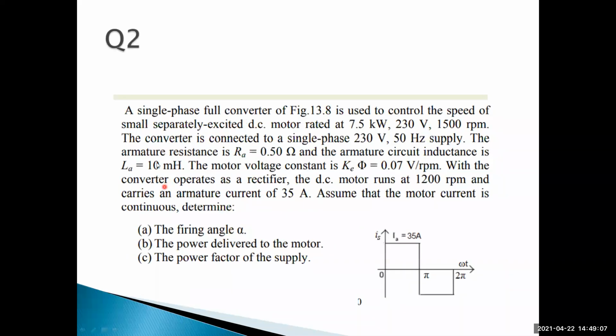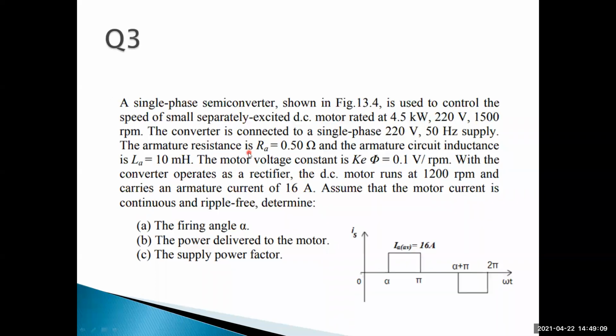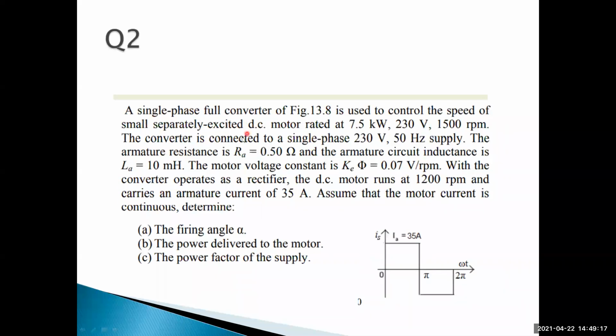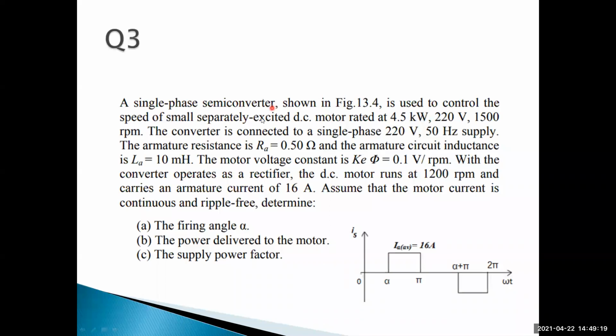Assume the motor current is continuous and ripple free, and determine the firing angle. Previously it was a single phase full converter, but here it is a single phase semiconverter. The only difference is the converter drive. So how to find the firing angle? VA is equal to Vm by pi into 1 plus cos alpha. Am I right? But VA is unknown. How to find VA? What is the relation between EA and RA? VA is equal to EA plus IA into RA.